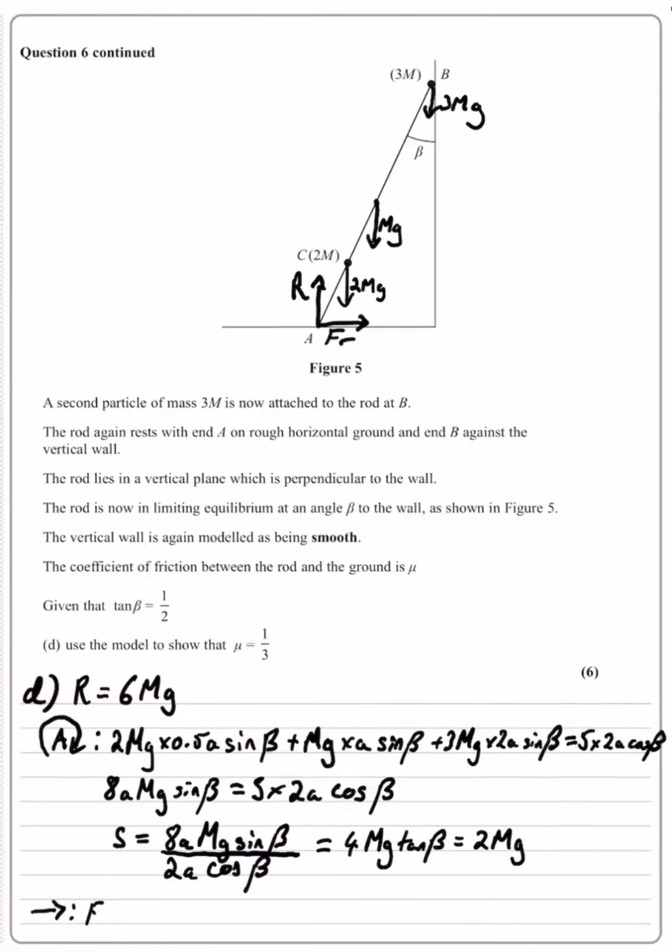Okay, so resolving horizontally now, the frictional force keeping the ladder from slipping is going to be equal to the normal reaction force we've just calculated. So the frictional force will be equal to 2mg. Using F equals mu R, the frictional force is mu times R. We've got 2mg equals mu times the normal reaction force R we calculated at the start of part D, which is 6mg. So dividing both sides by 6mg, we get mu equals 2mg over 6mg. The mg's cancel, giving us a third, which is what we wanted.